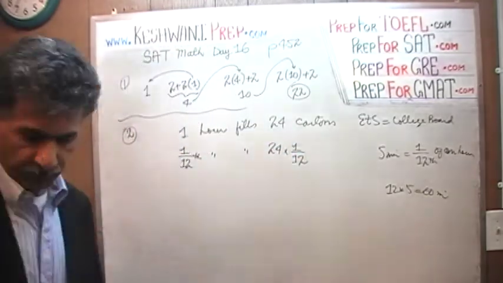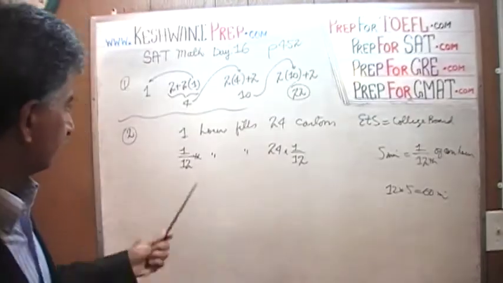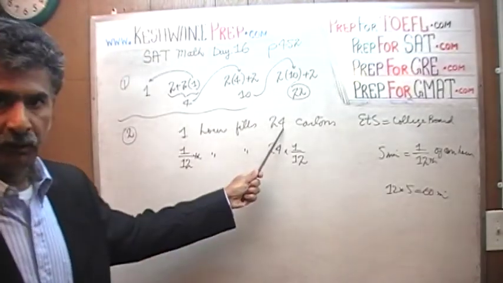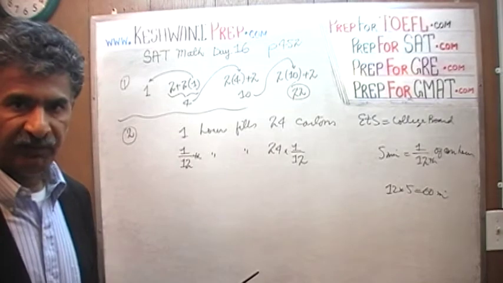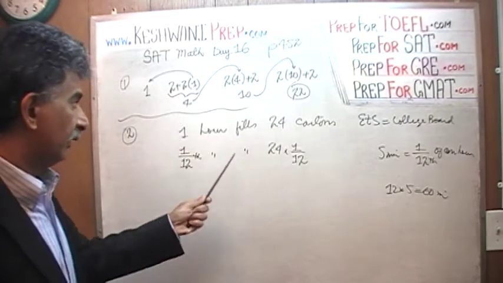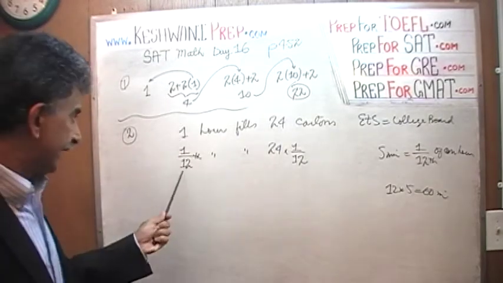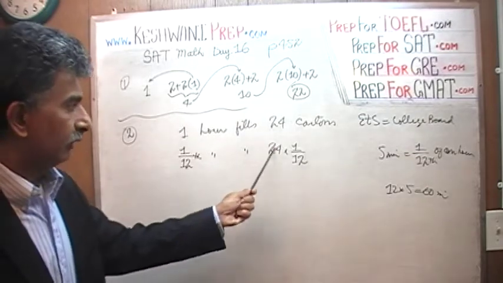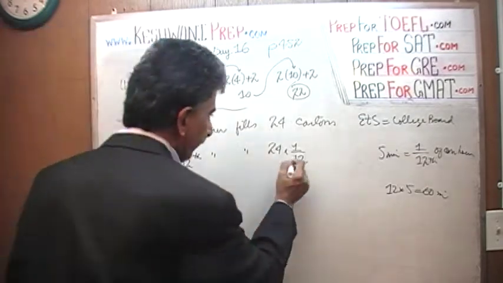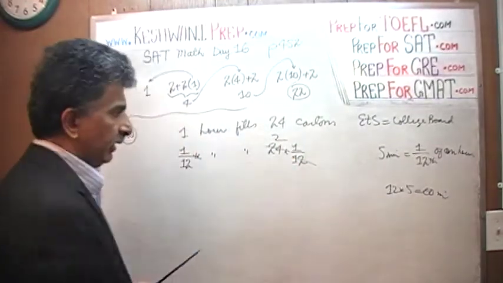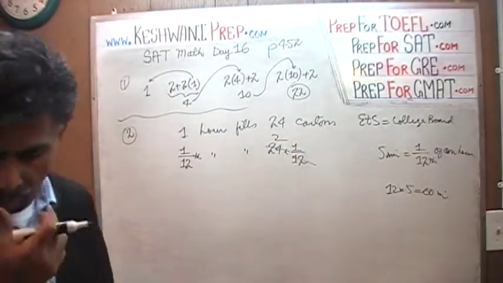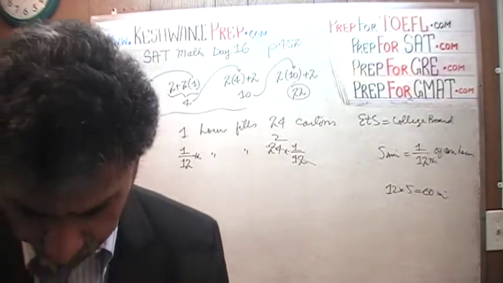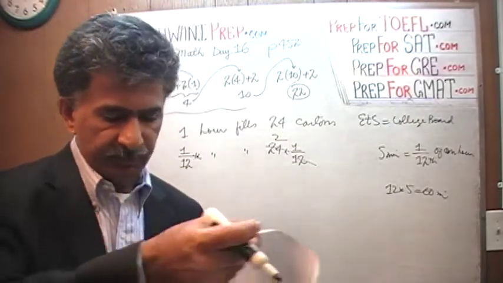For example, if somebody tells us that in 1 hour it fills 24 cartons, how many does it fill in 5 hours? We would have done 5 times the amount. In 3 hours it would have filled 3 times the amount. In 1/12 of the hour it will fill 1/12 of the amount. 1/12 of the amount is 2. You divide top and bottom by 12 and you get 2. That's it. The answer is 2. Answer is A. Let's go to the next page.